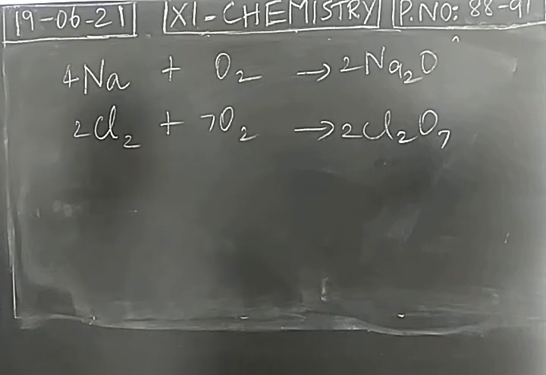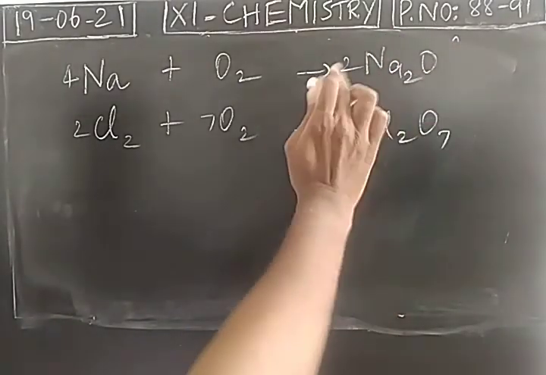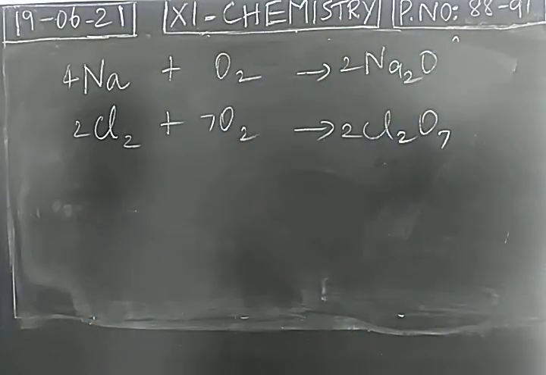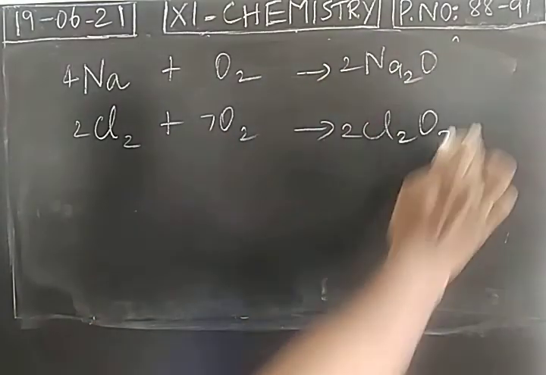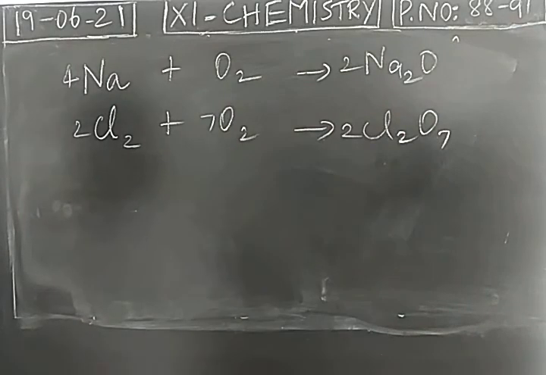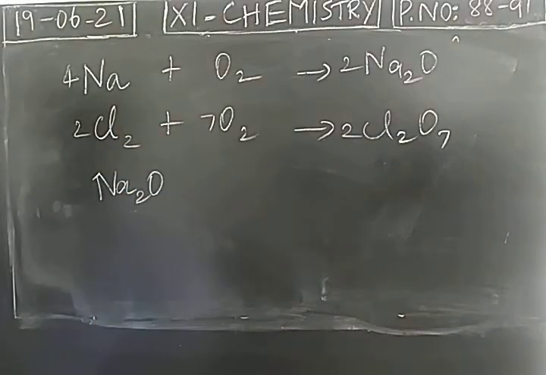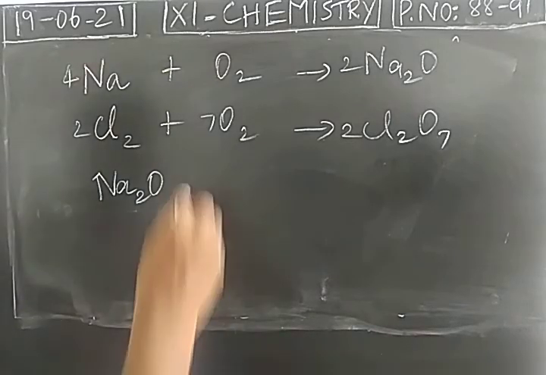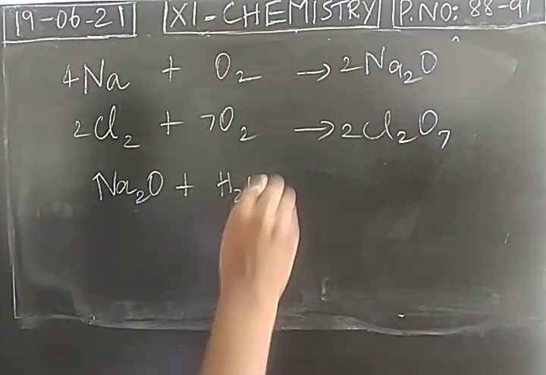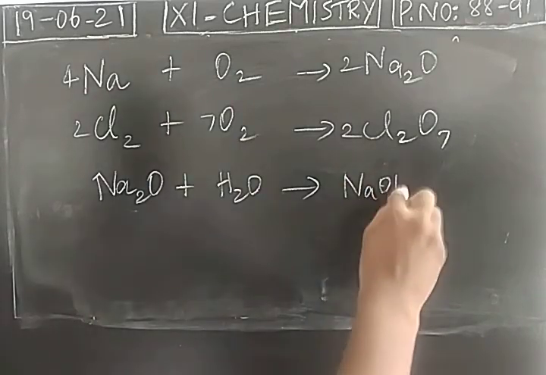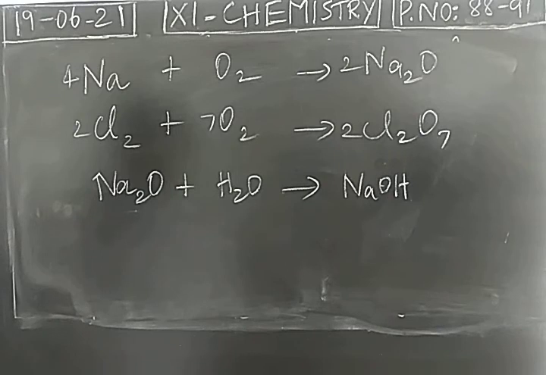In lower classes we studied metallic oxides. A metal combines with oxygen to form an oxide. Metallic oxides are always basic in nature. Non-metallic oxides are usually acidic in nature. So we can prove it. Take the basic sodium oxide, which is treated with water, and we get a basic substance. Sodium hydroxide is formed.